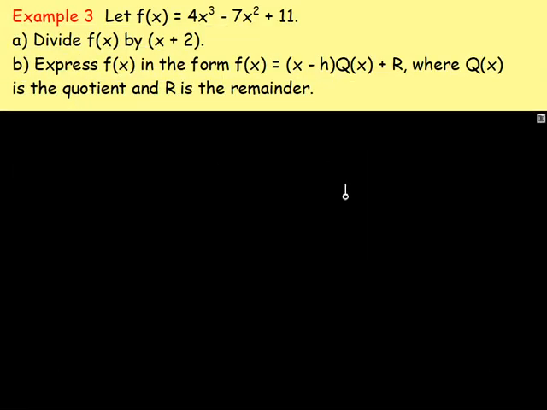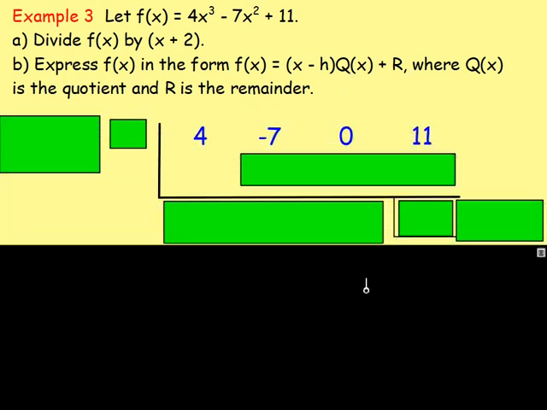Example number 3. So for this one, let f of x equal 4x cubed, take away 7x squared plus 11. First of all, part A, divide f of x by x plus 2. Part B, express f of x in the form f of x equals x minus h times q of x plus r, where q of x is the quotient and r is the remainder. Although this looks worded and maybe a bit confusing, it's just asking you for the exact same thing that we've been doing. It's saying express the original polynomial in the form of x minus something times the quotient plus the remainder. So don't let the worded bits confuse you.